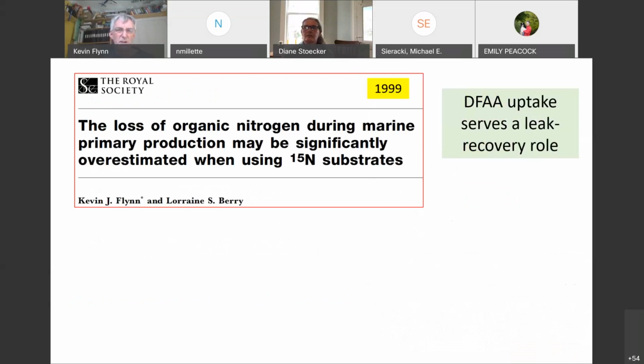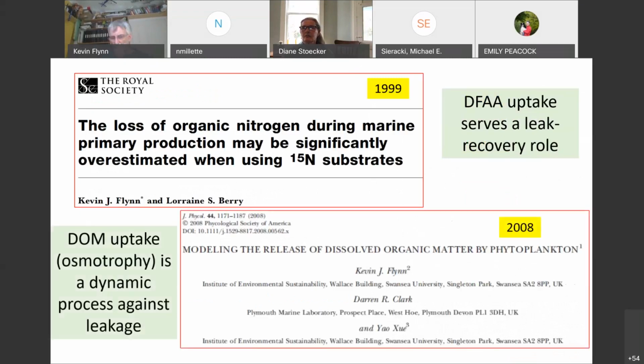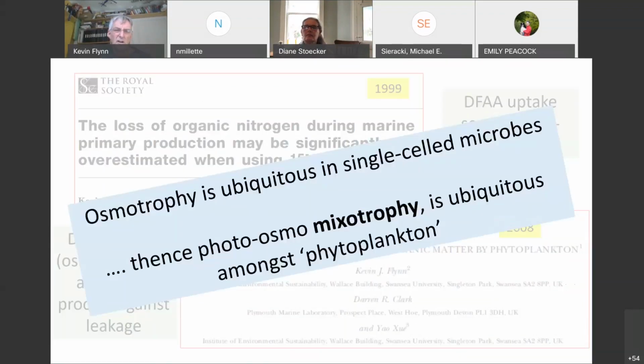We did a whole load of studies on this subject, and basically we see that the use of amino acids looks like a leak recovery exercise. So it's not the same as eating, for sure. Osmotrophy is confused by leakage and recovery of metabolites which you leak. As Diane mentioned, osmotrophy is ubiquitous in single-celled microbes, and photo-osmo mixotrophy is ubiquitous amongst phytoplankton. So mixotrophy really is confusing.